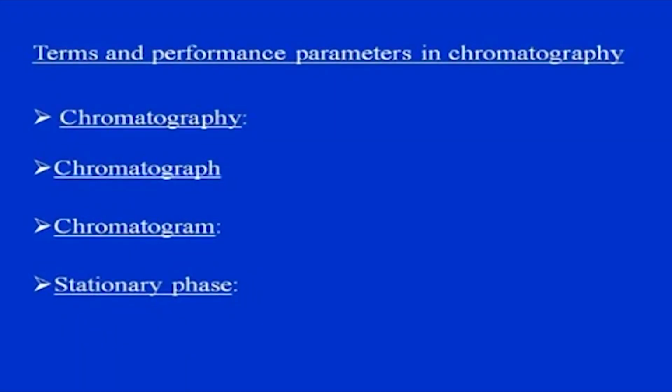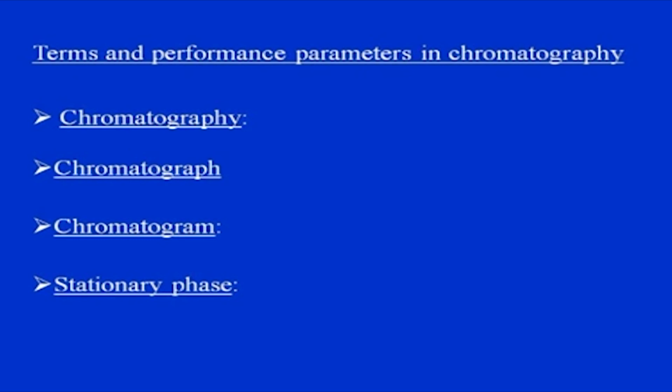Now, before we end this lecture, as we are going to discuss more about column chromatography, there are a few terms which are important, and we will continue to discuss these terms in the next section, but let us discuss them here.